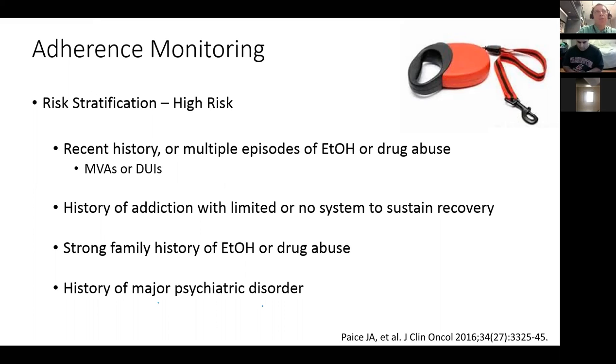If there's a strong family history of ethanol or drug abuse, particularly if those individuals live with the patient, then we need much greater control. And any time there's a history of a major psychiatric disorder, particularly one that has not been well managed, these patients need much closer follow-up.